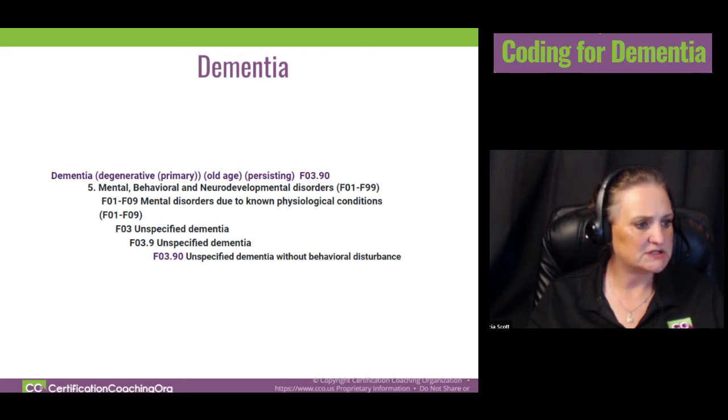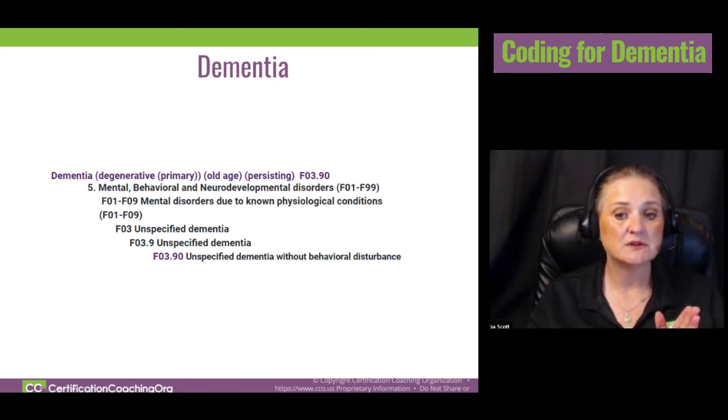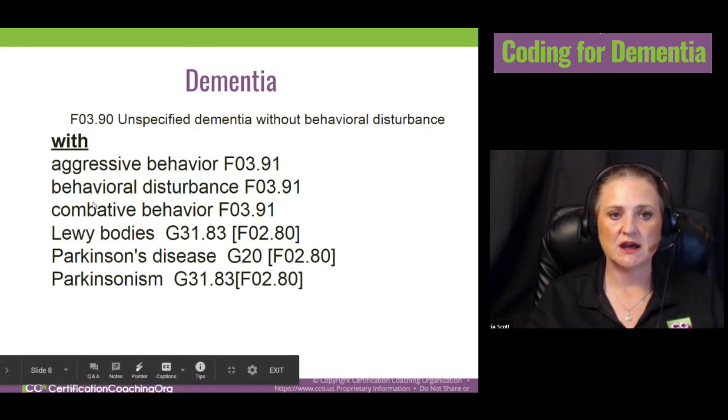So the doctor documents dementia and nothing else. We just code the F03.90, yes. If the doctor does not state that there is behavioral disturbance, then it's without behavioral disturbance. You default to without. Very good questions. Okay, let's look a little more into that.